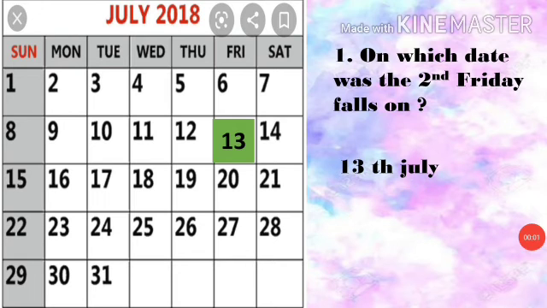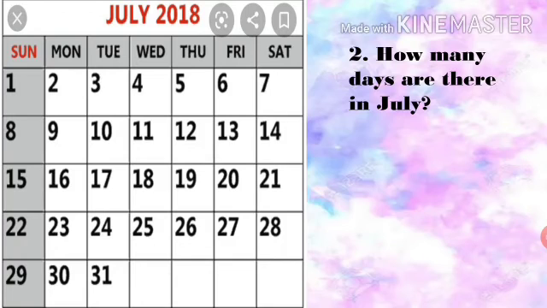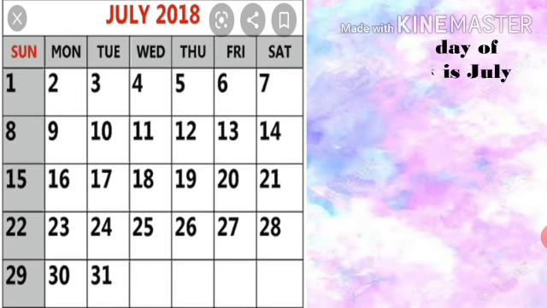Is it clear, children? Let's move to the second question. How many days are there in July? So check for the total number of days in July. What is the last date shown there? 31. So there are 31 days in the month of July.